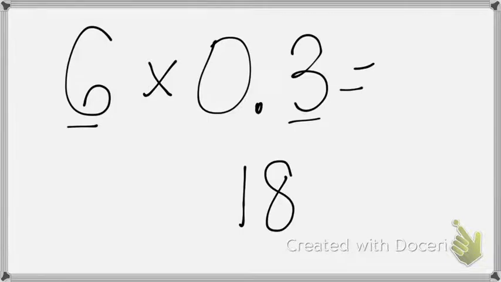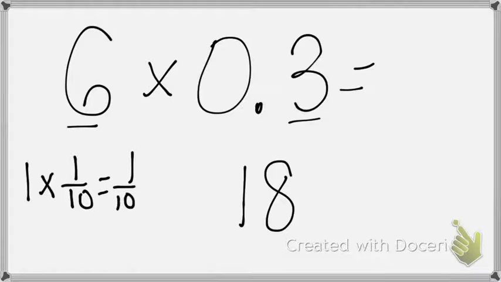But this is 6 ones, and 3/10. 6 ones times 3/10. Ones times tenths. In your mind, you should be thinking 1 times tenths and getting tenths. That means my answer is going to be in tenths. So 1.8, because that is how we do it.